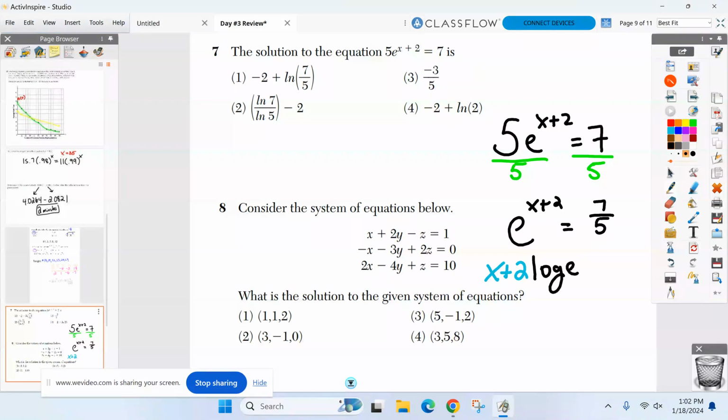I bring it down in front. And to keep it balanced, log the other side, the 7/5. And make sure we know here, because I kind of have it look like the twos, these are being multiplied, right? They're being multiplied here. All right, what moves over? You got to get x by itself. What would be your next move?